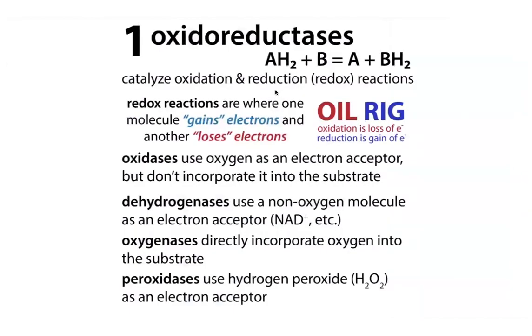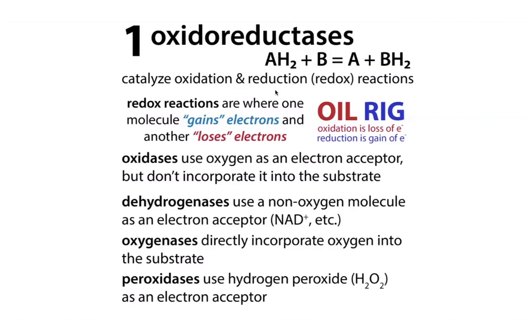You can often get hints to what type of reaction an enzyme catalyzes by looking at its name. So remember oxidation and reduction. Oxidation is loss of electrons. Reduction is gain of electrons. And so if you see the word oxidase, dehydrogenase, oxygenase, peroxidases, these are basically going to be oxidoreductases. And so that's one hint that oxidation or reduction is occurring.